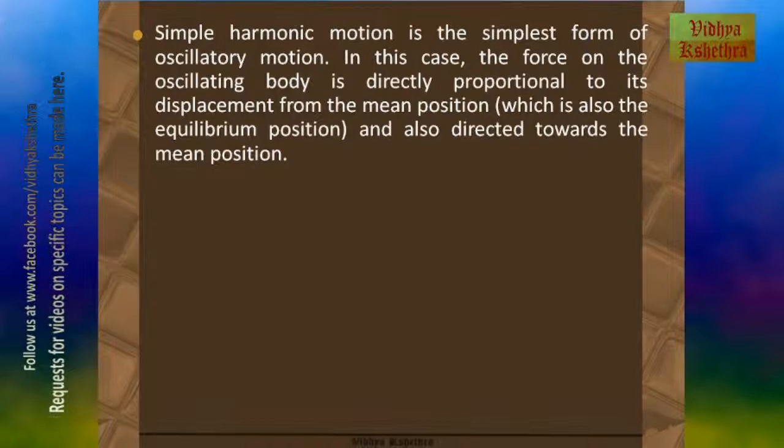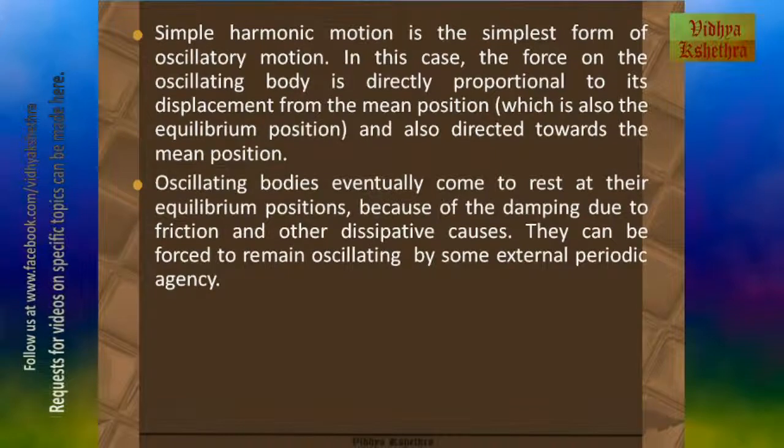After some time, the swing comes to rest in the equilibrium position. This is because of the dissipative effects of friction. Oscillating bodies eventually come to rest at their equilibrium positions. This is because of the damping due to friction and other dissipative causes. They can be forced to remain oscillating by some external periodic agency.